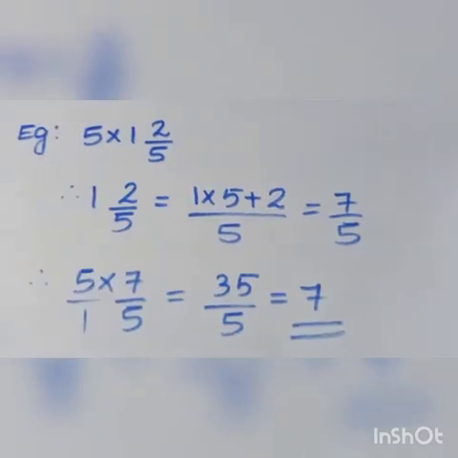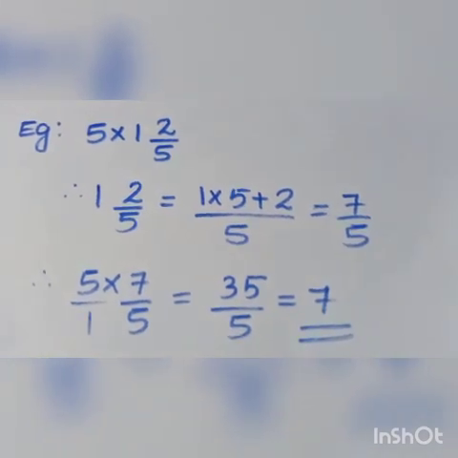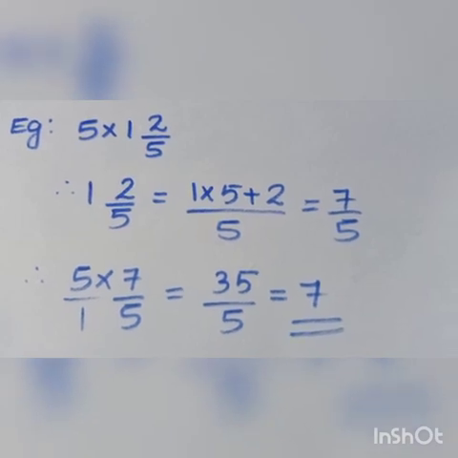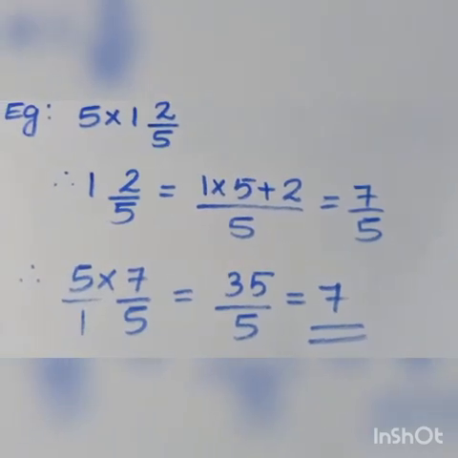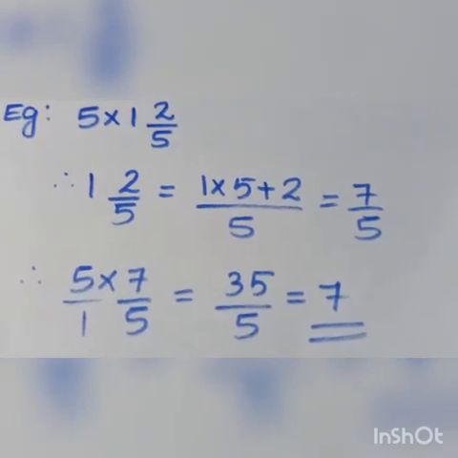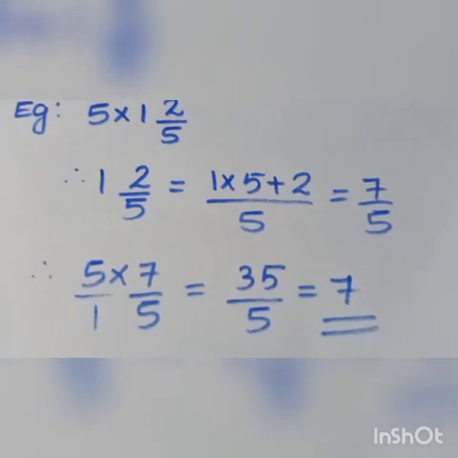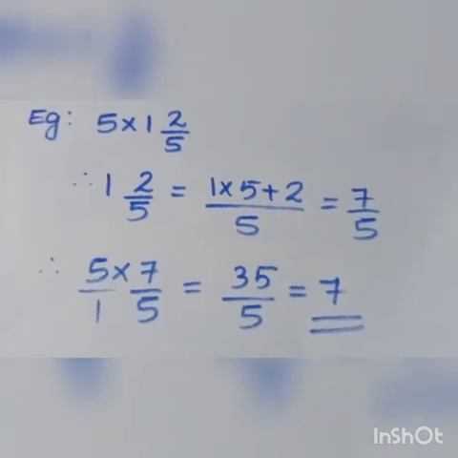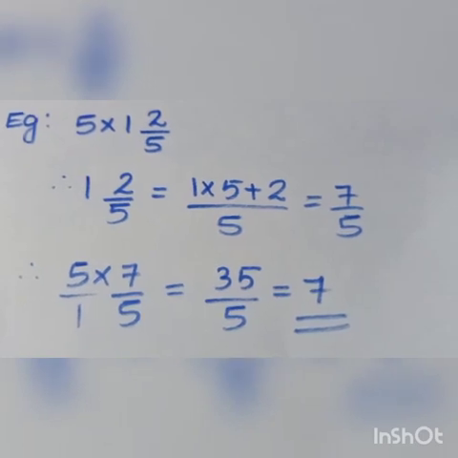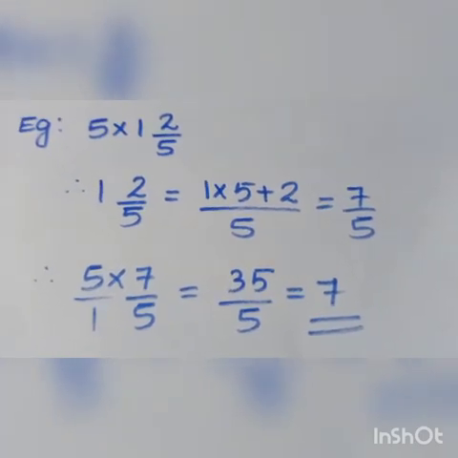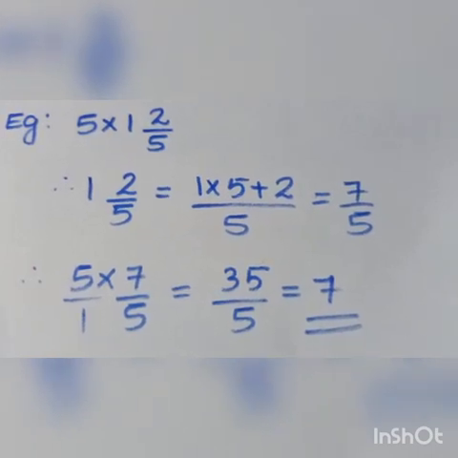Let me show another example: 5 into 1 2/5. First we convert the mixed fraction into an improper fraction. The mixed fraction is 1 2/5. So 1 into 5 plus 2, whole divided by 5. That is 1 into 5 is 5, 5 plus 2 is 7, 7 divided by 5. Therefore 5 into 7/5, where 5 means 5/1. Multiplying numerators, 5 into 7 is 35, divided by 1 into 5 is 5. 35/5 is 7.